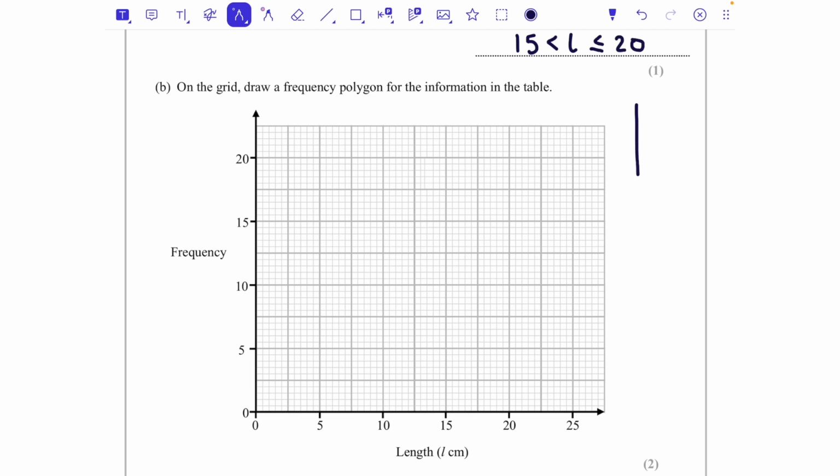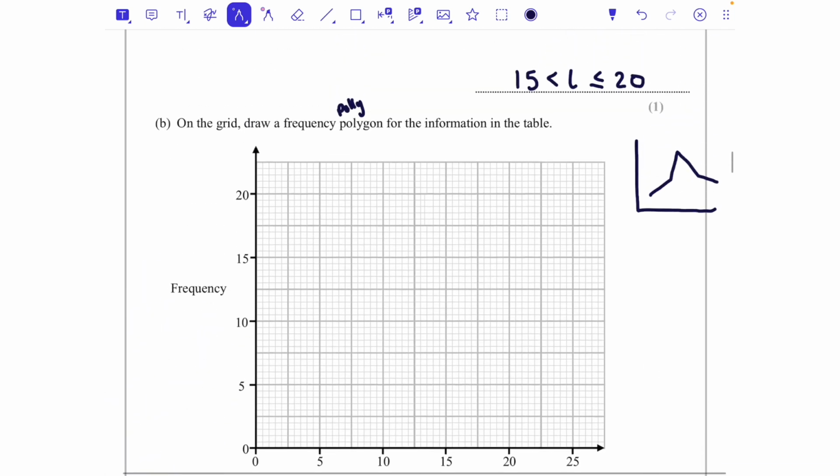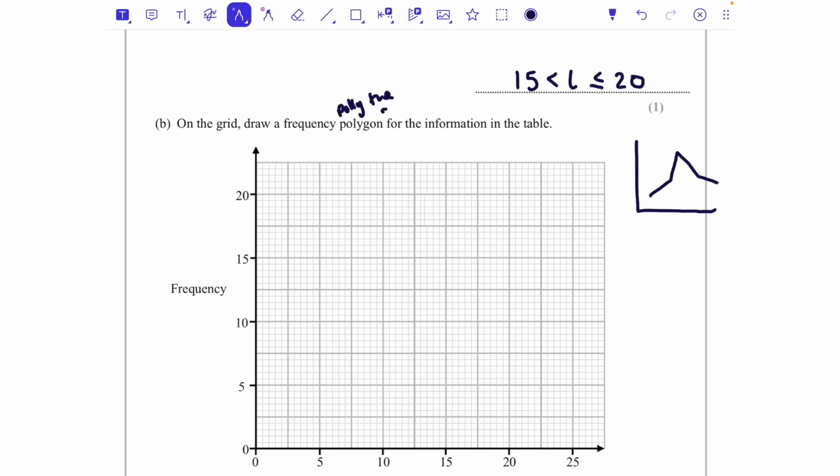Now, for a frequency polygon, it ends up looking a little bit like a shark fin. So we call her Polly the shark. If you know, you know. I've put that down here. So that was my explanation for that. So Polly the shark, if you have heard me talk about that before, hopefully that's stuck in your head.